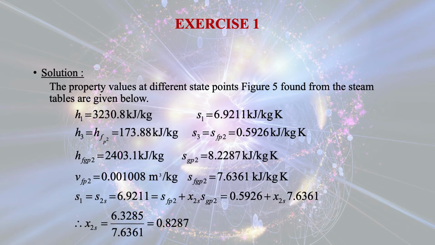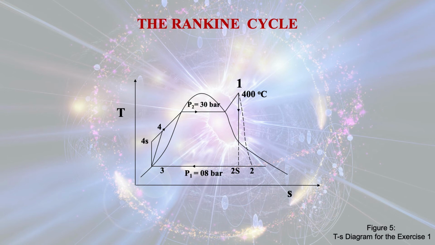Now we know very well that S1 is equal to S2S, so we can calculate the quality at the point 2S, that is X2S is equal to, for this particular case, 0.8287. Now this is the diagram for this particular problem.